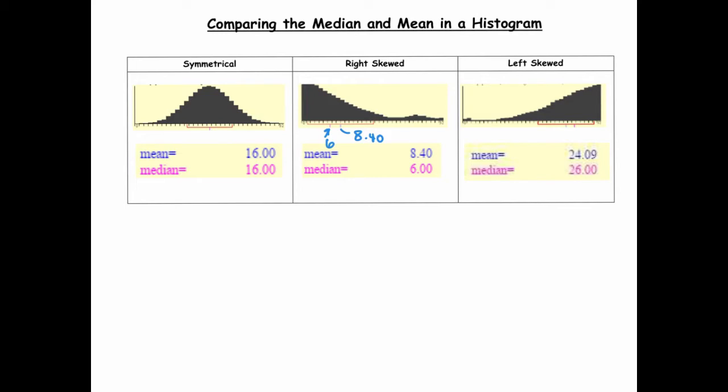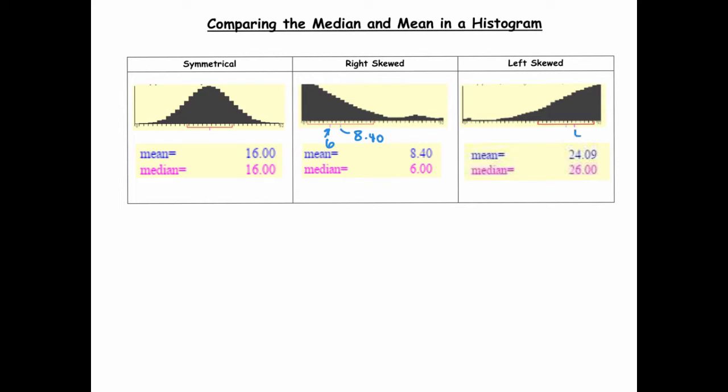So the median is generally going to be around where the center of the mass is on your histogram, whereas the mean will probably be slightly more toward the skewed side. And that again is confirmed over here on the right-hand side. We see a left skewed distribution. In this case, the mean is lower than the median.